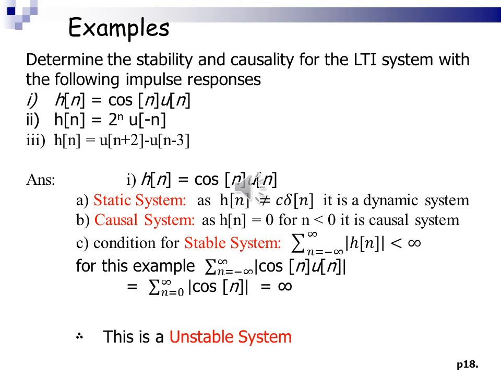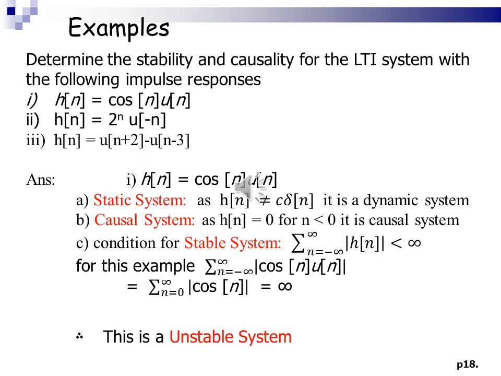So we have got three examples. First one is h of n is equal to cos n into u of n. Second is 2 raised to n into u of minus n. And third is u of n plus 2 minus u of n minus 3. So let's start with the first example, h of n is equal to cos n into u of n.